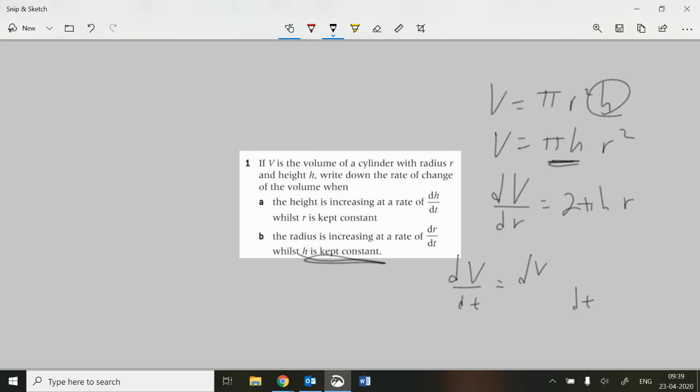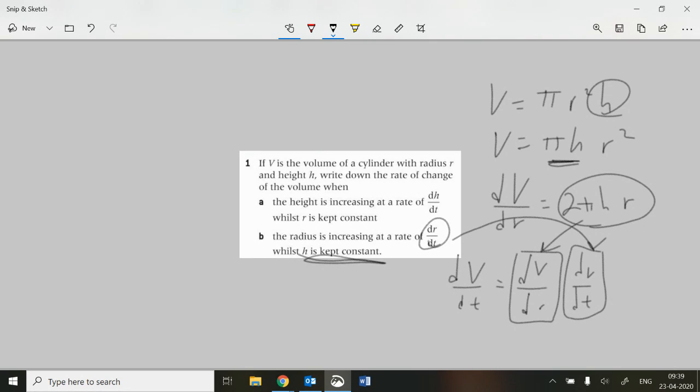And now again, of course, we can do dV/dt. Let's split it up. I can see r is involved here, so I'm going to put dr there and dr there. dr/dt is just this thing here. We don't know what it is, but it's just this. It's some function of t, or possibly it's a constant. And now we can substitute this thing in for dV/dr as well, and that sorts out question 1b.